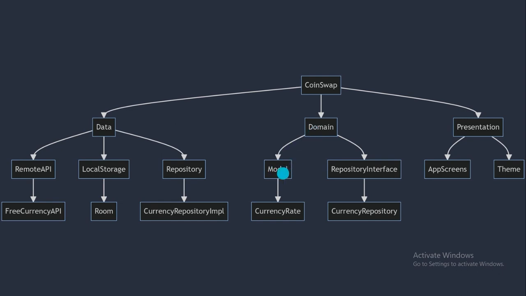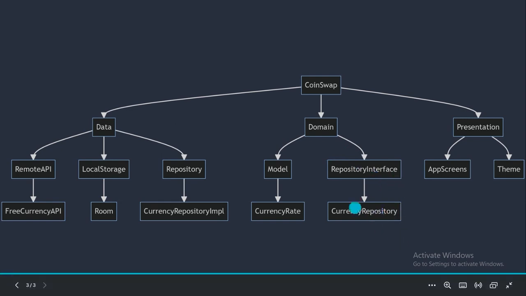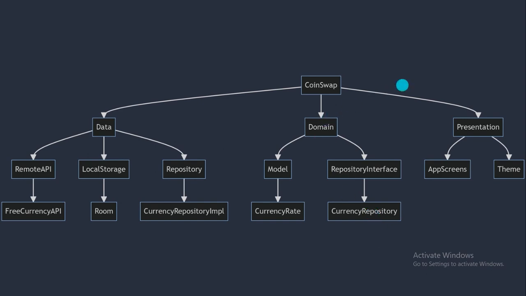In this domain package, we will create two packages, model and repository interface. This model package will consist of this currency rate data class and this repository interface. Here we will create our interface of this currency repository. And in the last, this presentation package, we will keep our app's screens and theme file. So let's go to Android Studio and create these packages.